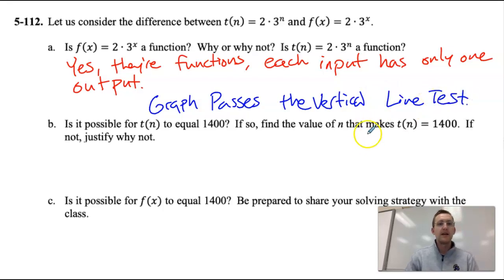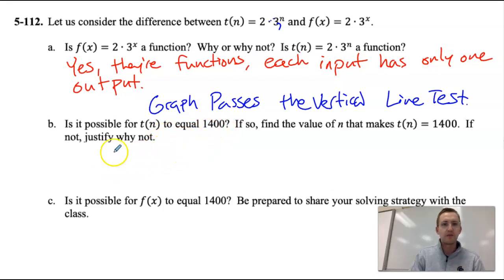Awesome. Next, is it possible for T of n to equal 1400? Is it possible for n to equal 1400? Now we're trying to do the exact same thing we did before. So let's take a look and see what we get. T of n equals 2 times 3 to the n, and we want to figure out if n, a whole number, can make it equal 1400.